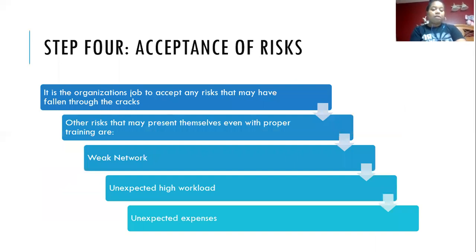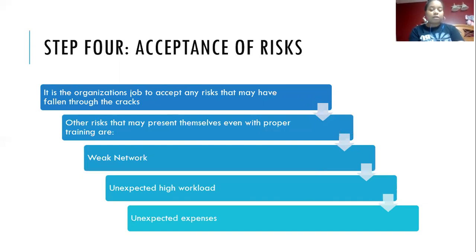The fourth step is to accept any risk that might have fallen through the cracks. Even if proper training and assistance was given, there are still risks such as a weak network, unexpected high workload, or unexpected expenses.